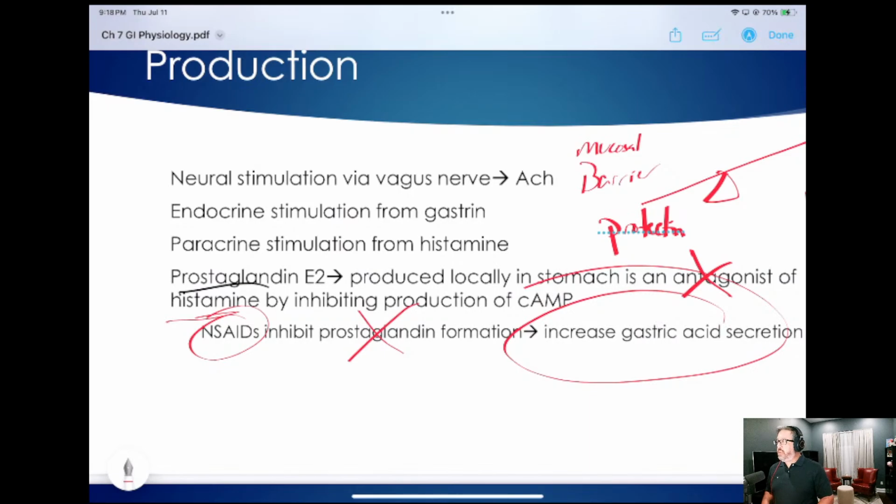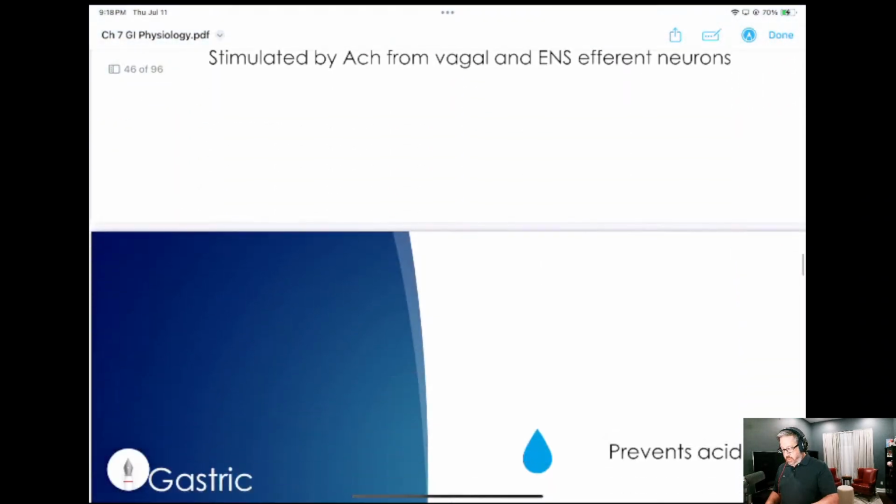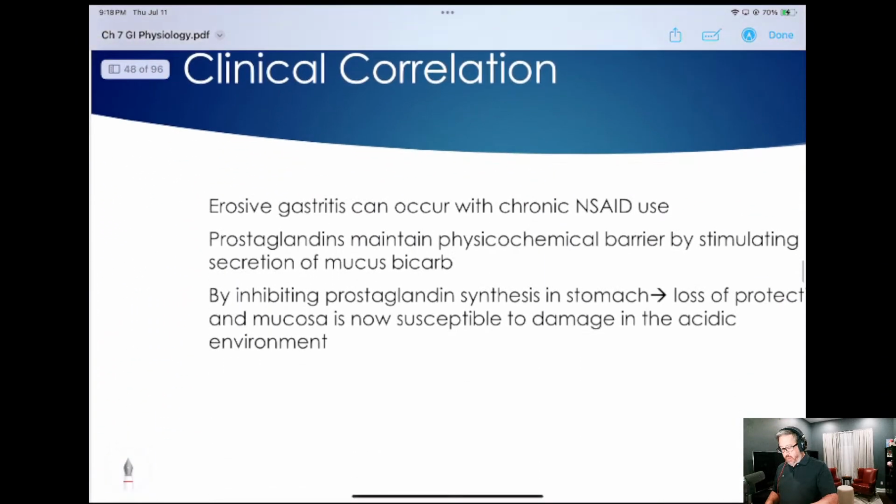Also, let me go to this one. Where is this? This is slide 48. Here we are.